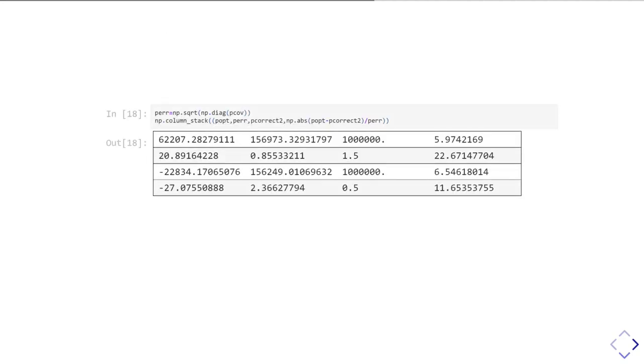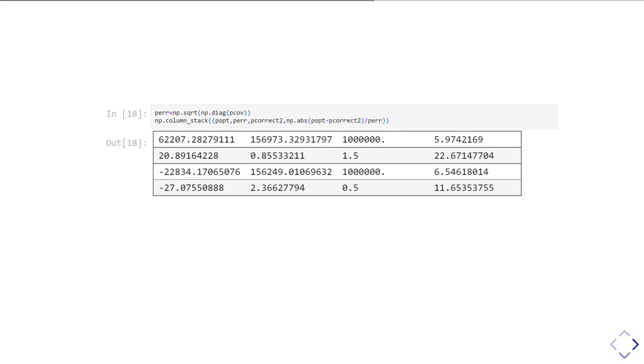If we make one of those tables again, where we look at the optimum parameter it's found, the uncertainty it's found in it, the correct values we're expecting, and how many times the difference between the value it found and the correct value is divided by the uncertainty, then we find that all those parameters are horrendously badly fitting. They're out by 5, 6, 11, 22 standard deviations. And statistically speaking, that basically means that's just not a fit.